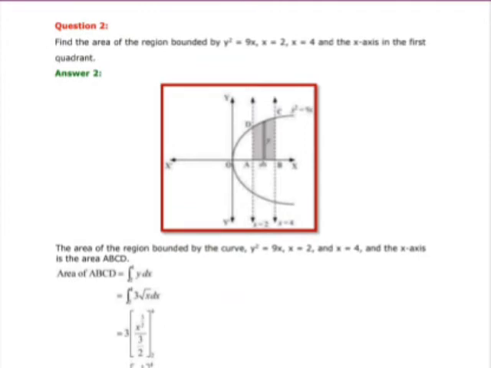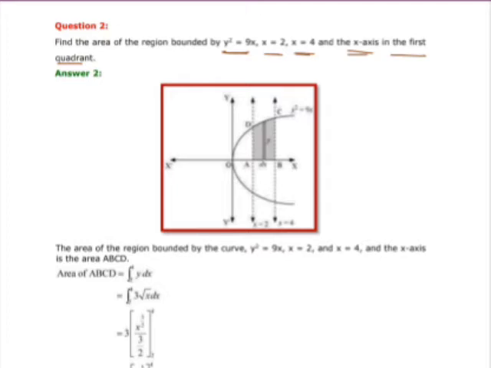Find the area of the region bounded by y square equals 9x, x equals 2, x equals 4, and the x-axis in the first quadrant, right? So let's see here. Again, y square equals 9x is in the standard form of a parabola. So again we have to plot a graph, the parabola graph y square equals 9x.